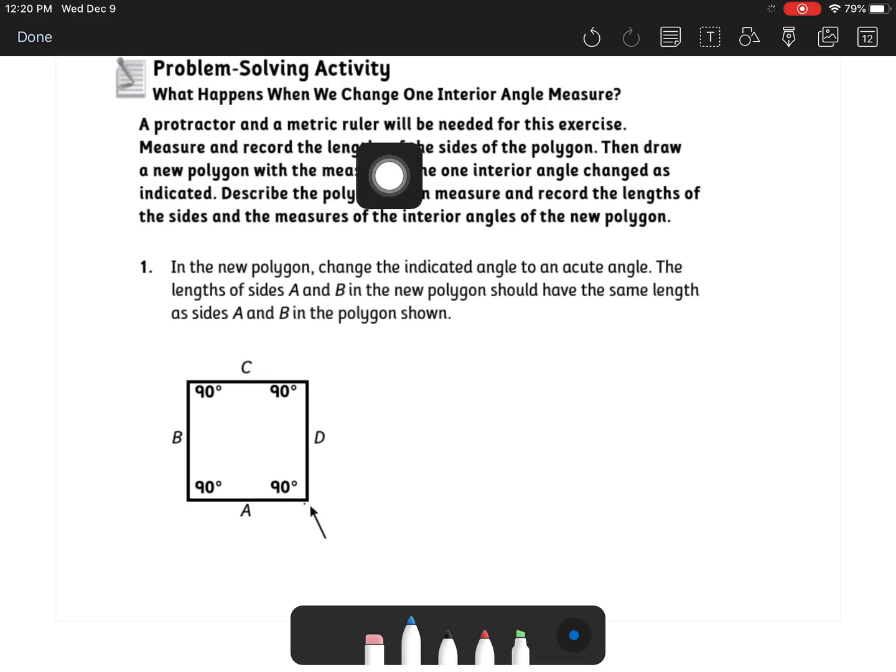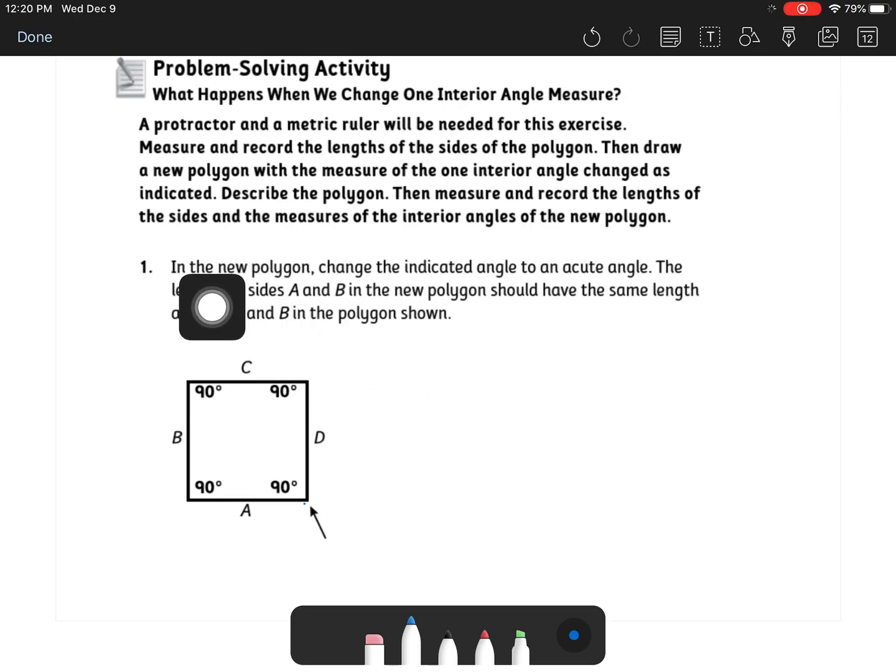Okay, so the directions do ask us to use a protractor and a ruler. Because we're not handing those things out, I'm just going to have you just draw this the best you can without a protractor and a ruler, and we're just going to talk about whether the angles are obtuse, acute, or right when we're done. Okay, so that says, then draw the new polygon with the measure of the one interior angle changed as indicated, and then describe the polygon.